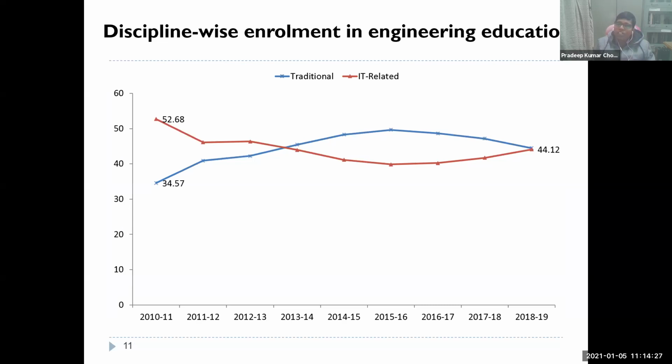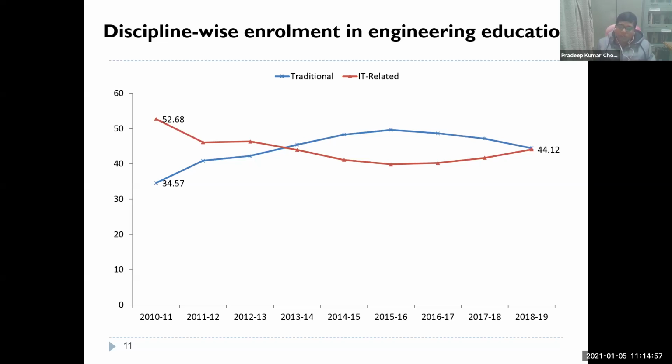Let us understand the discipline-wise enrollment in engineering and engineering education. In the engineering education data, I have clocked the enrollment in two disciplines. One is traditional disciplines, the other one is IT related disciplines. The traditional disciplines, I mean civil and mechanical engineering, which were there in the early stages of engineering education. IT related means computer science, information technology, electronics and communication engineering. These I have classified into IT related courses.